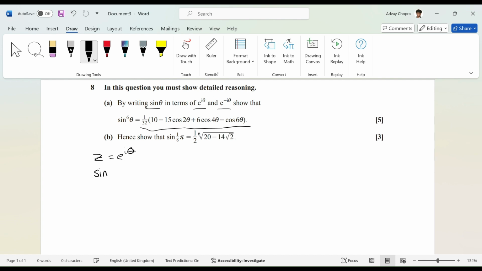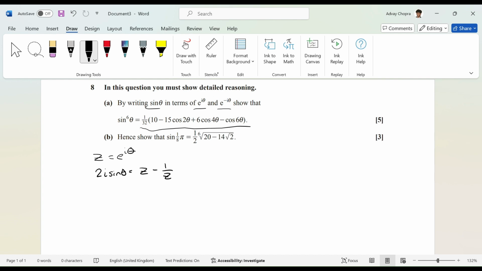Now sin θ, this is something you just have to know and memorize. sin θ is equal to (z minus 1 over z) all over 2i. Now there's a nicer way to write that, so I'm just going to rub this out and rewrite it, just because it's a bit easier when you're doing workings. And that is 2i sin θ is equal to z minus 1 over z. Now, from this, we know what sin θ is, so all we have to do is raise both sides to the power of 6, and then we can rearrange for sin^6 θ.